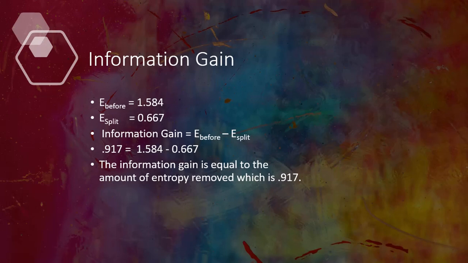Now we can calculate the information gain. So the entropy before the split was 1.584. The entropy after the split was 0.667. So information gain is equal to the entropy before minus the entropy after the split. So the entropy before was 1.584. The entropy after the split was 0.667. So the information gain is 0.917. Therefore, the information gain is equal to the amount of the entropy that was removed, which is 0.917.